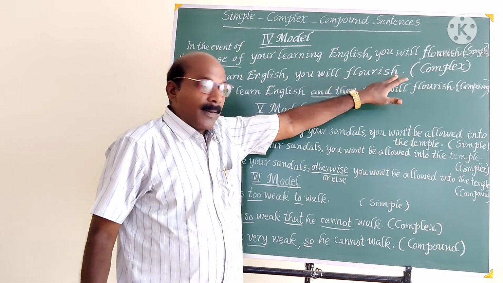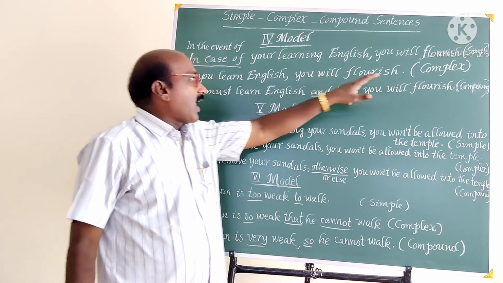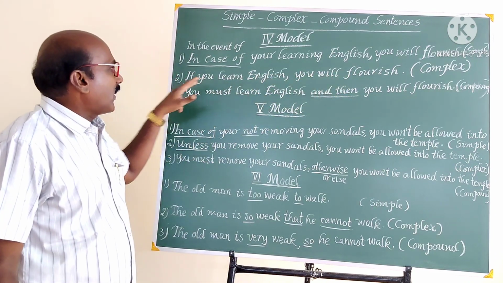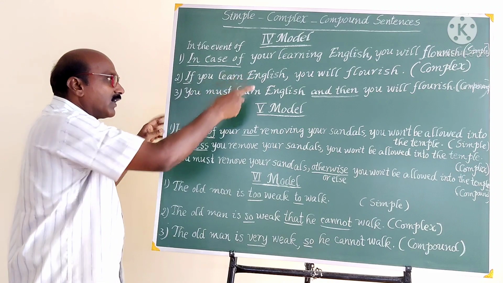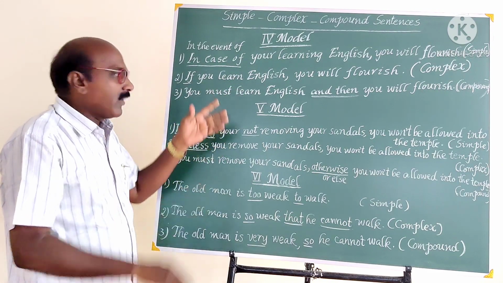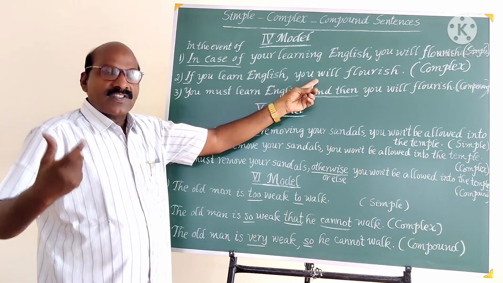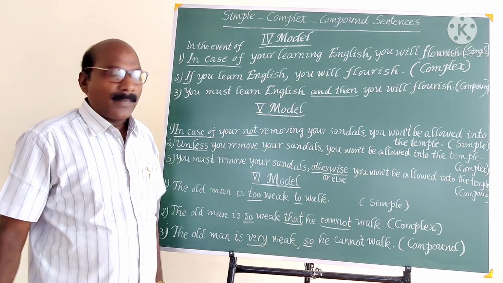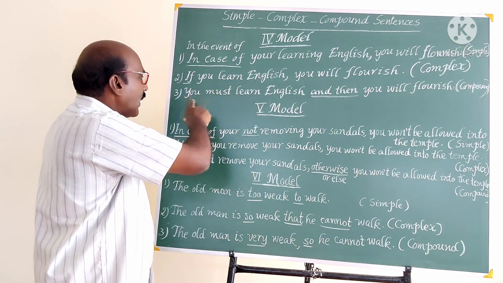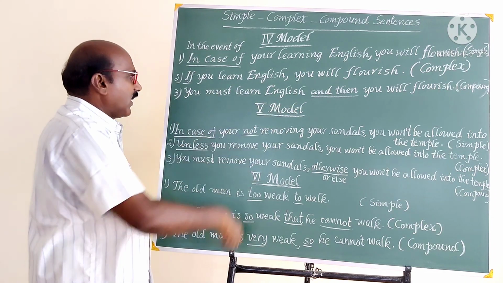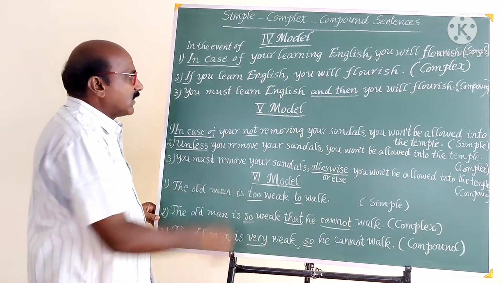It is a complex sentence because it has one main clause and one subordinate clause. If you learn English, it gives incomplete meaning. So it is a subordinate clause. You will flourish. It gives complete meaning. It is the main clause. And then this is the compound sentence. You must learn English.